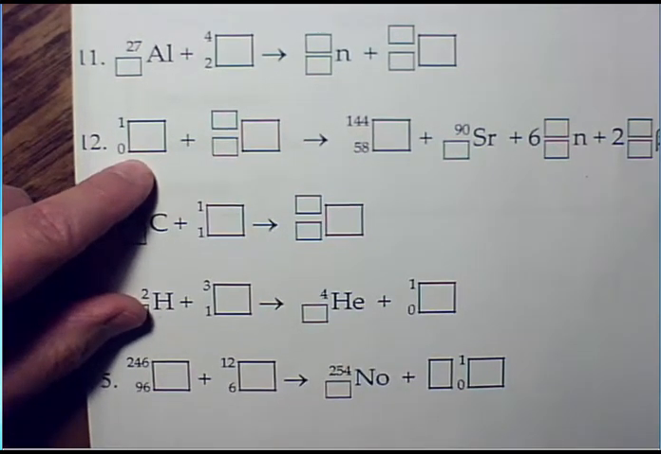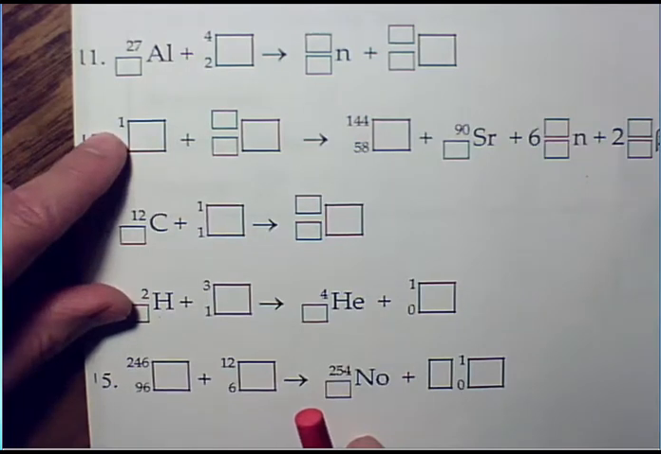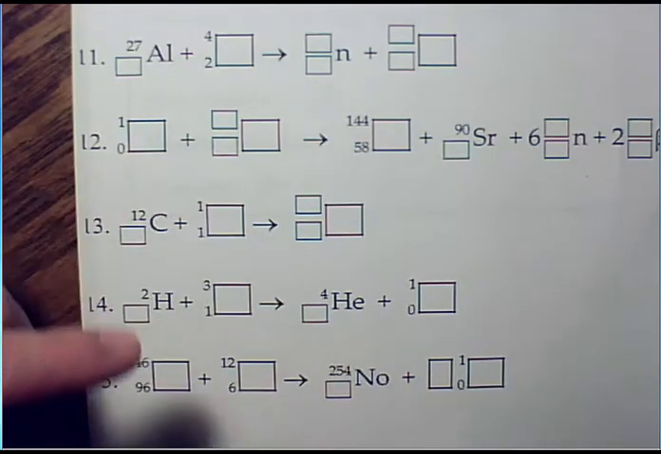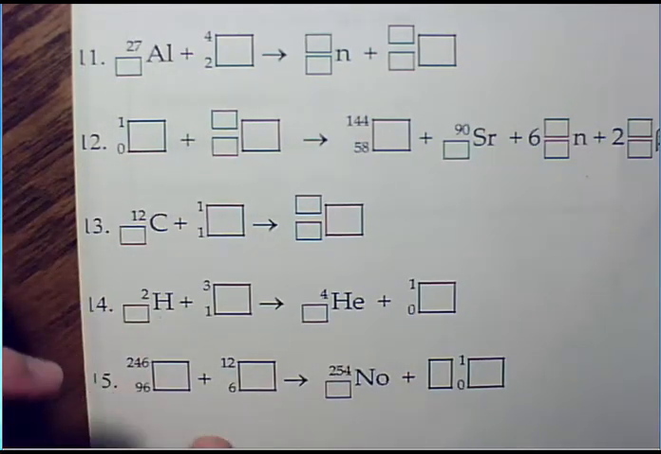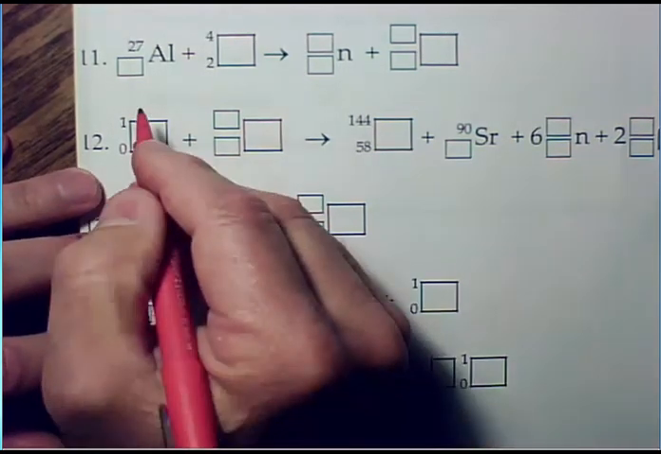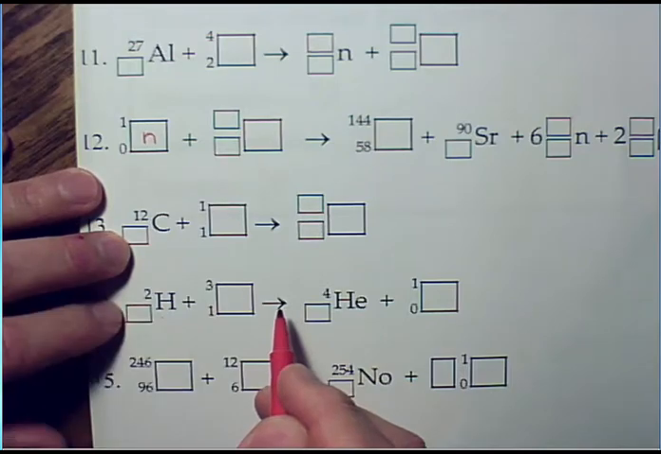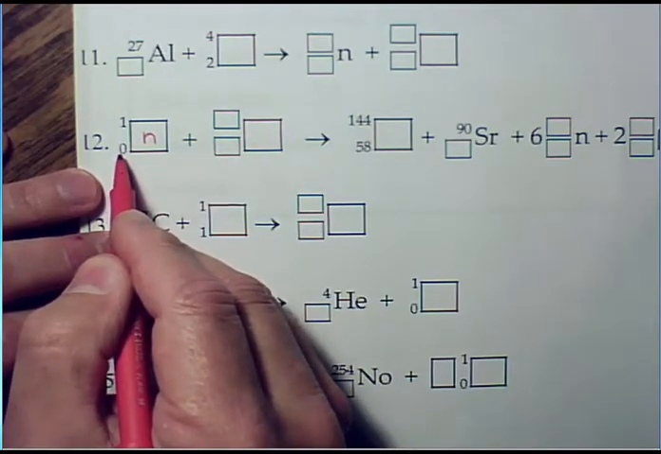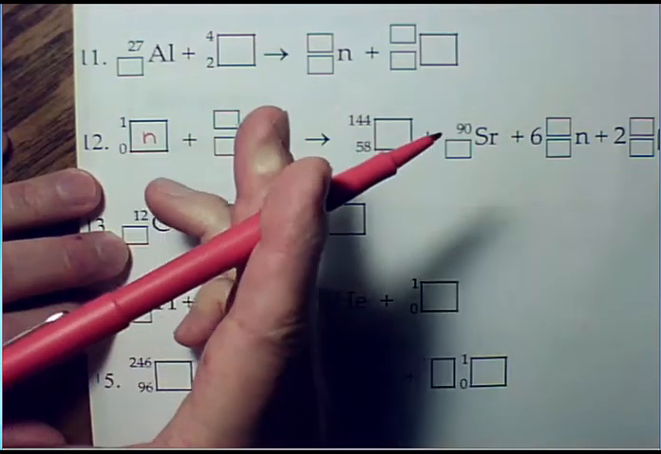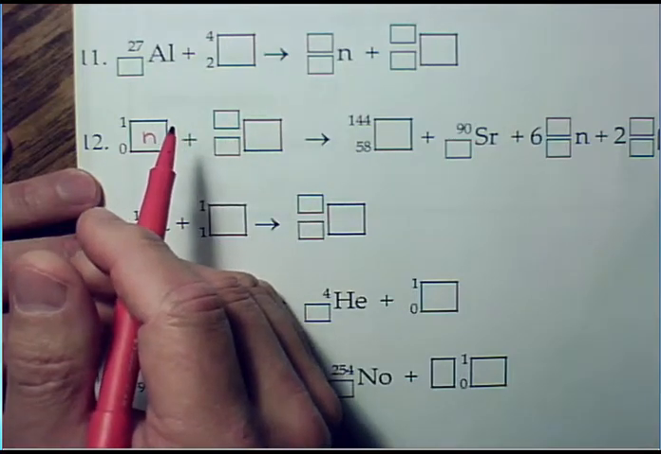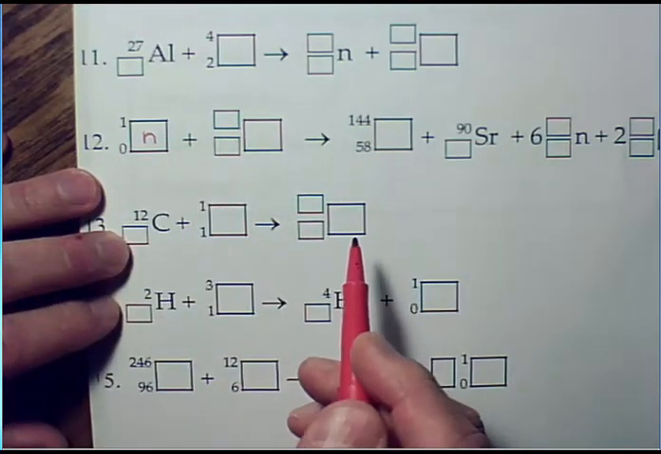Now, you should know what particle has a mass of 1 and an atomic number of 0. Do you know? A neutron. Neutrons don't have any protons, so they don't have an atomic number. No, we're not grading this. We're just going over it.